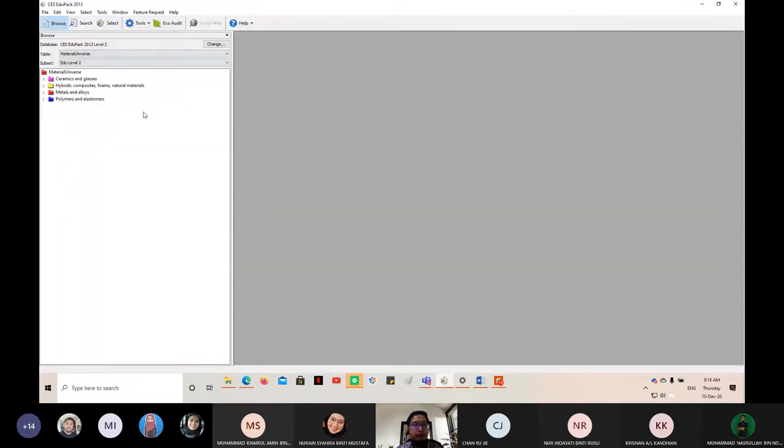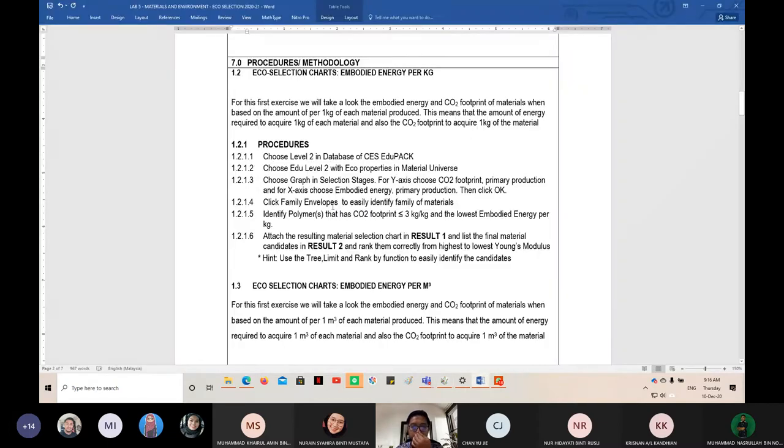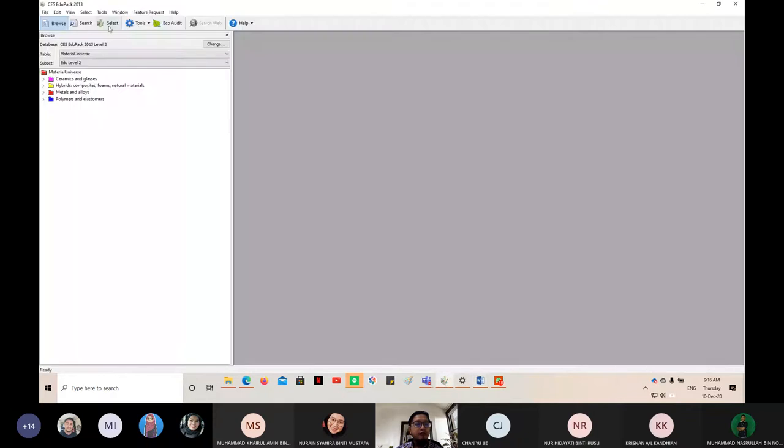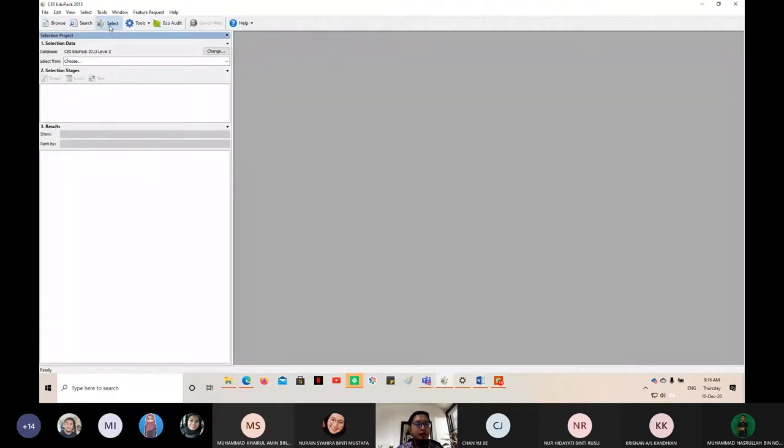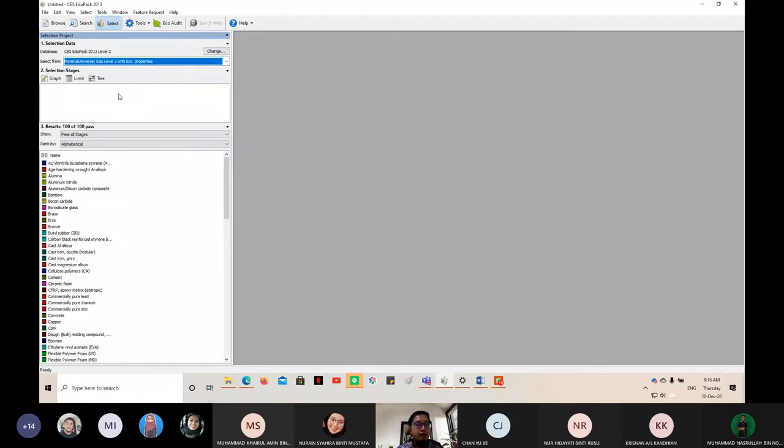So this is level 2. Okay, so this is the eco audit. It says here, choose graph first in the stages. For the y-axis, choose CO2 footprint primary production, and for the x-axis, the embodied energy primary production. Then click OK, and then click on identify to easily identify the material. So click on this graph, with equal properties.